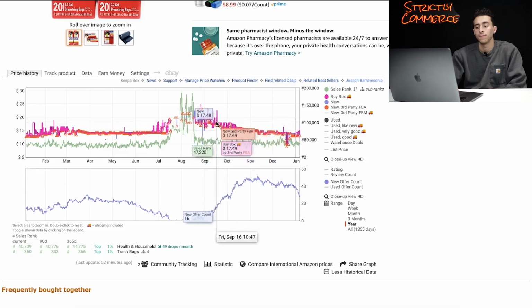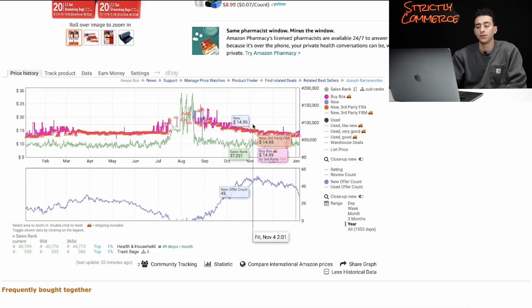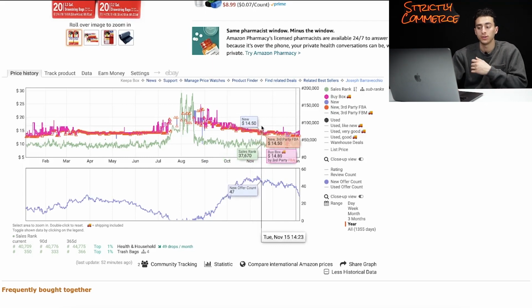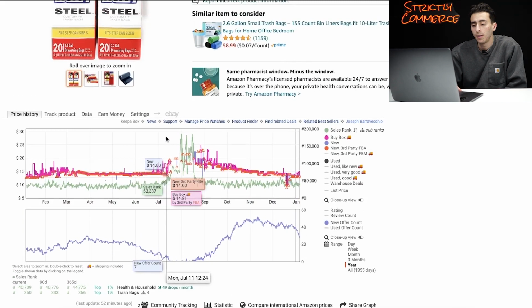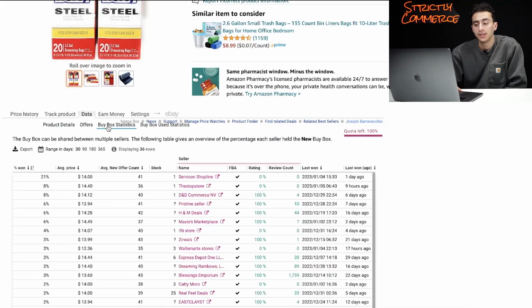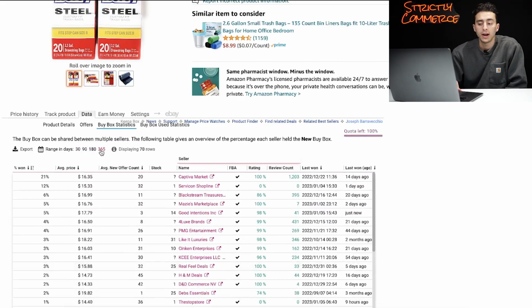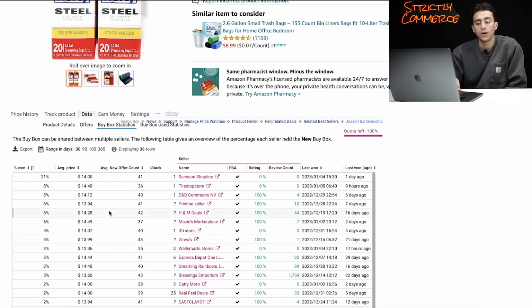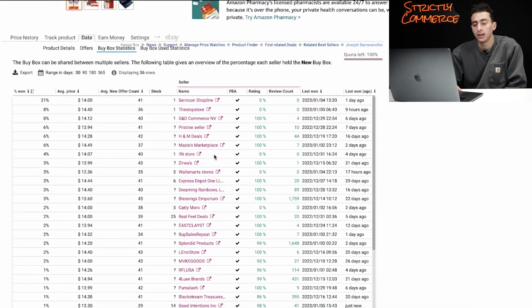And then we could see that it went from like 18, 19 bucks all the way down to like $14, $14.99 as the offer count went up. Also within Keepa, we could do data and then buy box statistics, and this will tell us over either 30, 90, 180, or 365 days who held the most buy box share and what sellers. In here we could also see how many offers that this seller had, what their rating was, review count, etc., and how much buy box share they held.